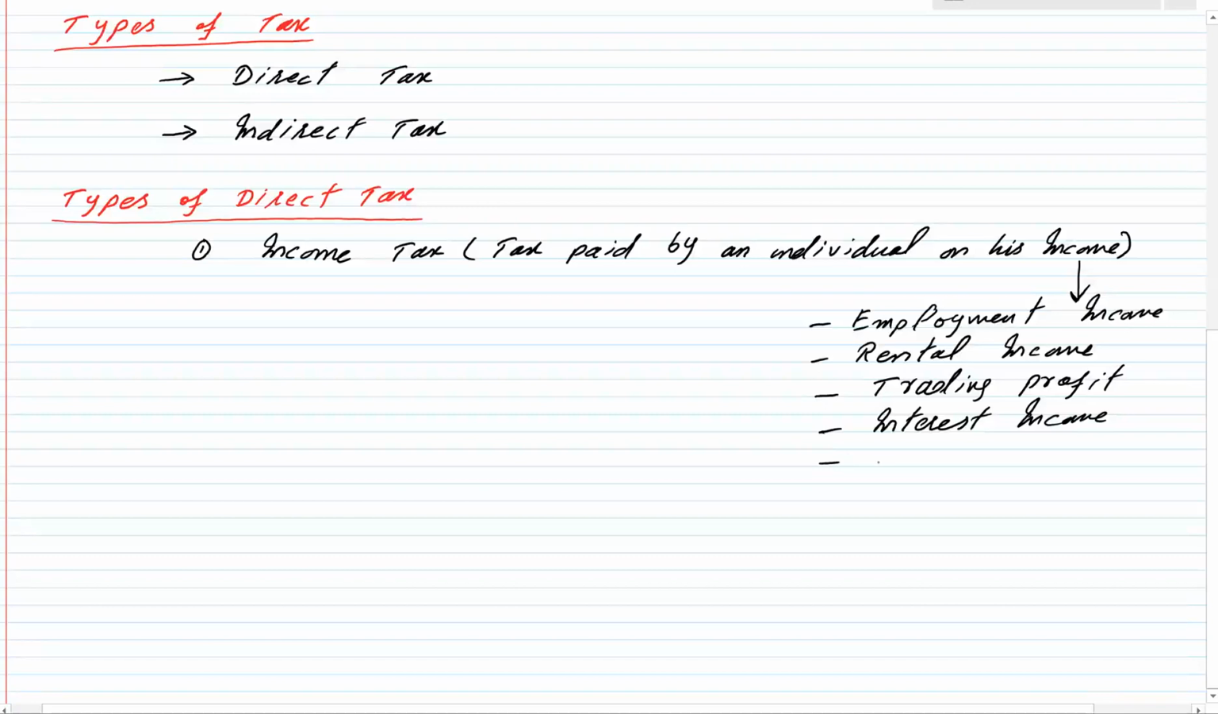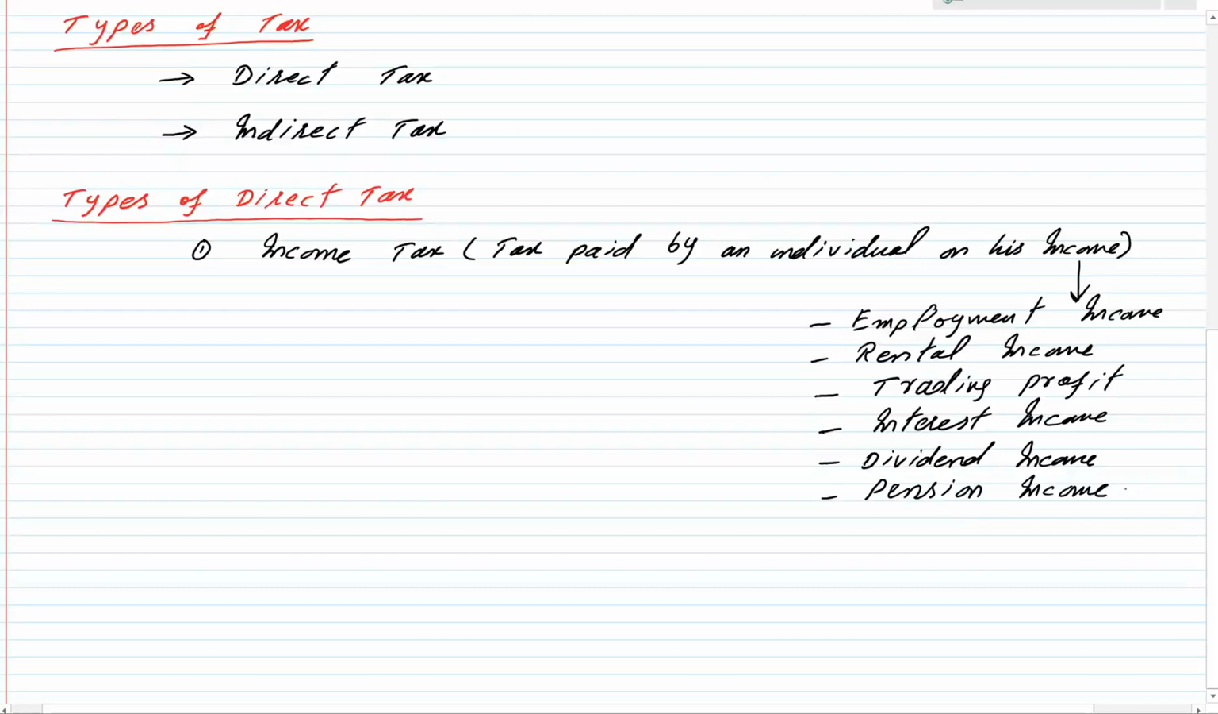Next one, dividend income. As you all know from your earlier studies, if we have purchased shares of a company, we are going to receive income on those shares that is called dividend income. Maybe there is pension income. If you are a retired individual, then you will receive pension income on a monthly basis.